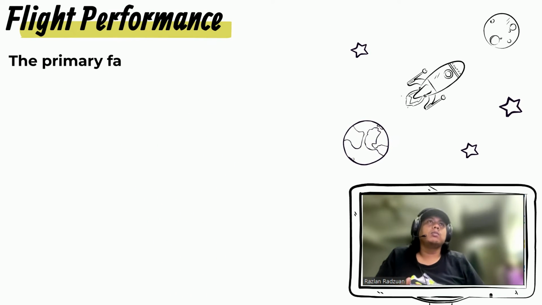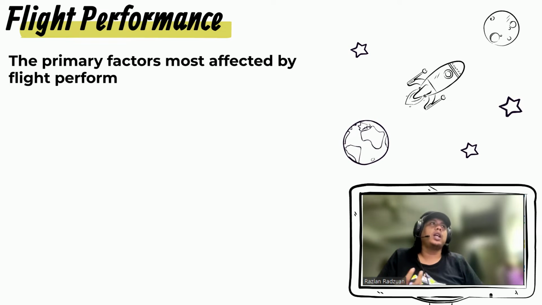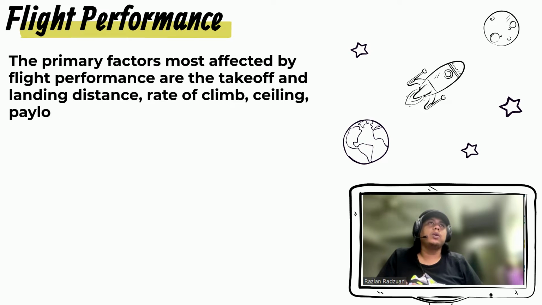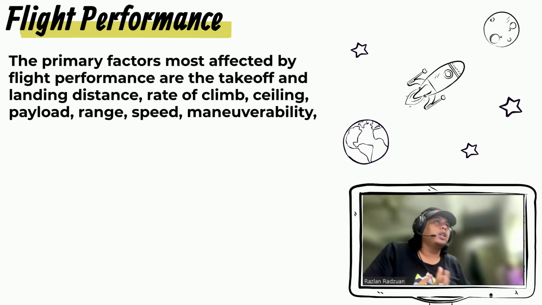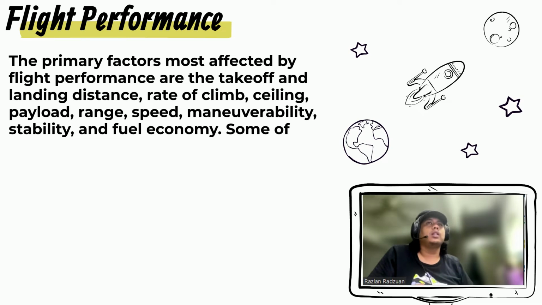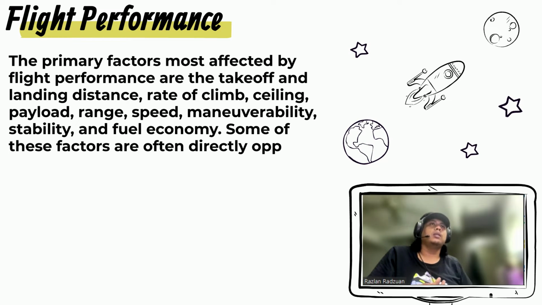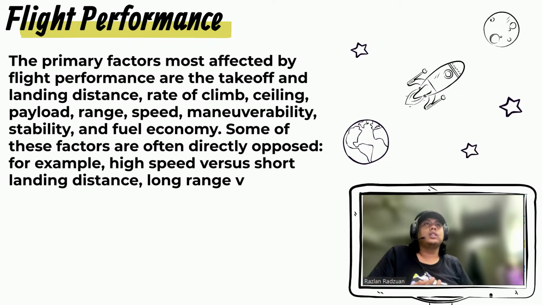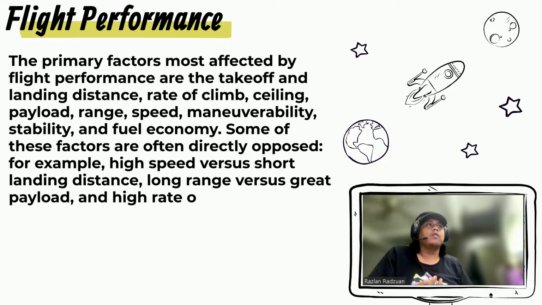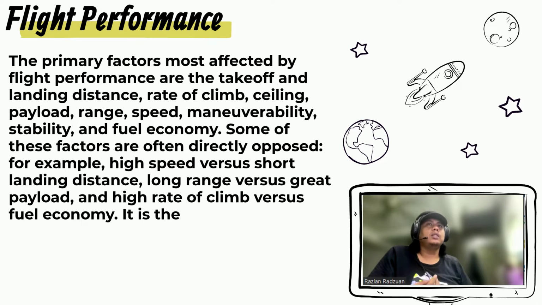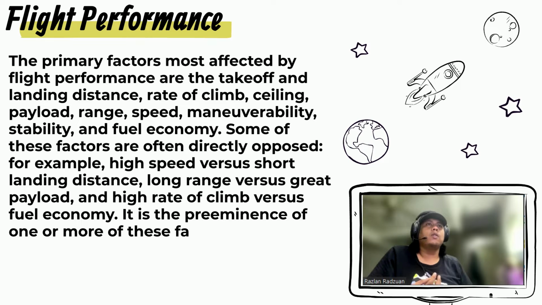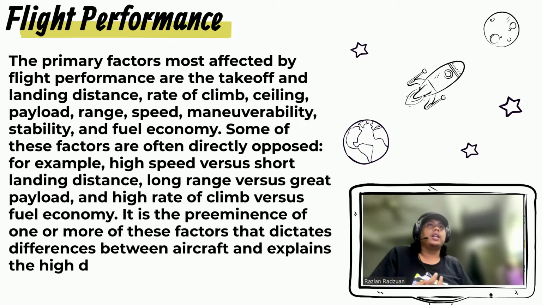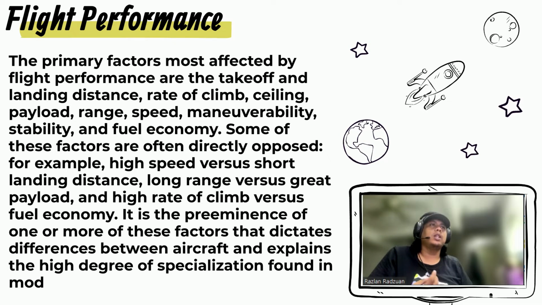The use of this data in flying operation is mandatory for safe and efficient operation. The primary factors most affected by flight performance are the takeoff and landing distance, rate of climb, payload, range, speed, maneuverability, stability, and fuel economy. Some of these factors are often directly opposed, for example, high speed versus short landing distance, long range versus great payload, and high rate of climb versus fuel economy. It is the preeminence of one or more of these factors that dictates the difference between aircraft and explains the high degree of specialization found in the modern aircraft.